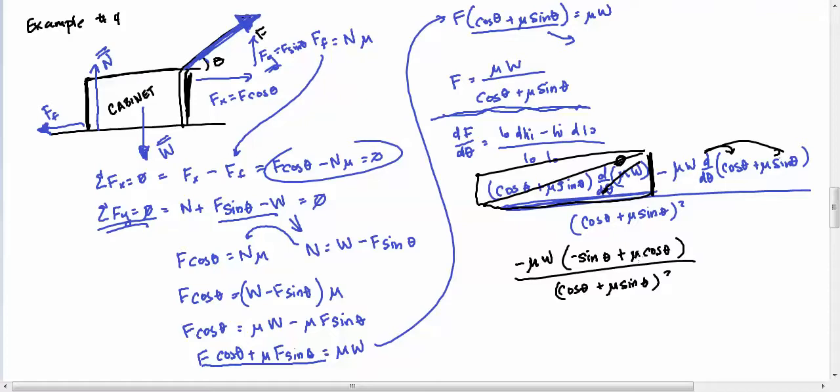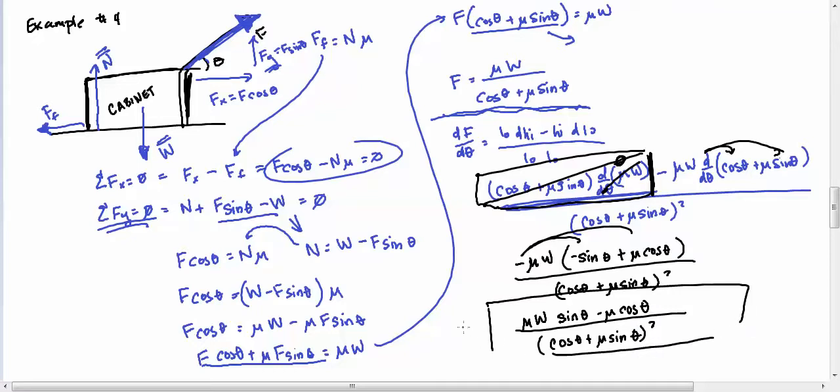Let's distribute this mu in there, and I think that's my answer, to be honest with you. Or I'm sorry, the negative. That's what I meant. So I have mu w times the positive sine of theta minus the mu cosine of theta all over cosine of theta plus mu sine of theta squared. That, my friends, is the df d theta.